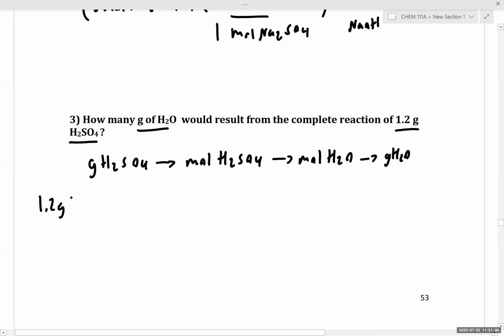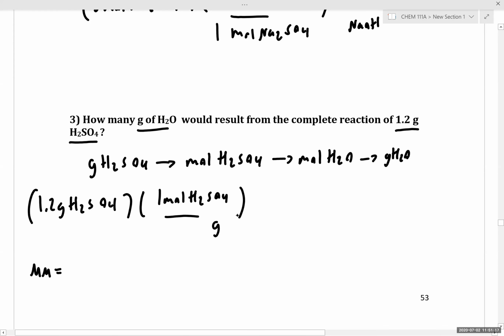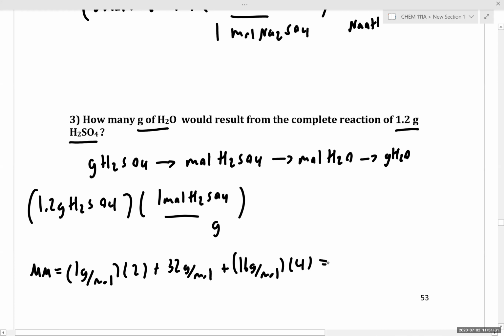Okay, so if we have 1.2 grams of sulfuric acid, let's do just a quick sidebar calculation to figure out the molar mass. In 1 mole of sulfuric acid, we have 1 gram per mole times 2 plus 32 gram per mole plus 16 gram per mole times 4. This feels very familiar. I think we've actually done this exact molar mass calculation before. That gives us a molar mass of 98 gram per mole.